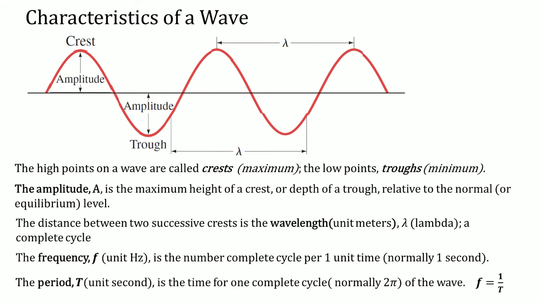The period, capital T, which has the unit of seconds, is the time for one complete cycle. Normally a cycle is 2 pi because that's what our circle is. And the connection between frequency and period is that they are inverses of each other. So f is equal to 1 over T. Likewise, T is equal to 1 over f.